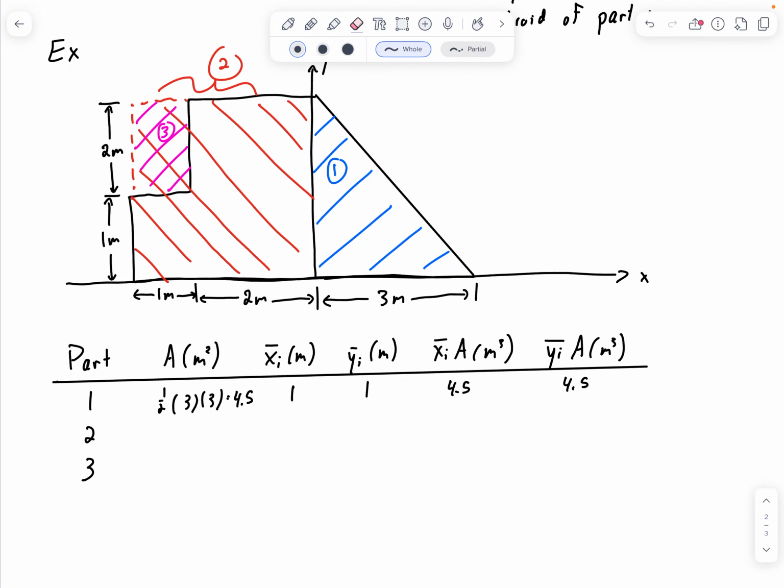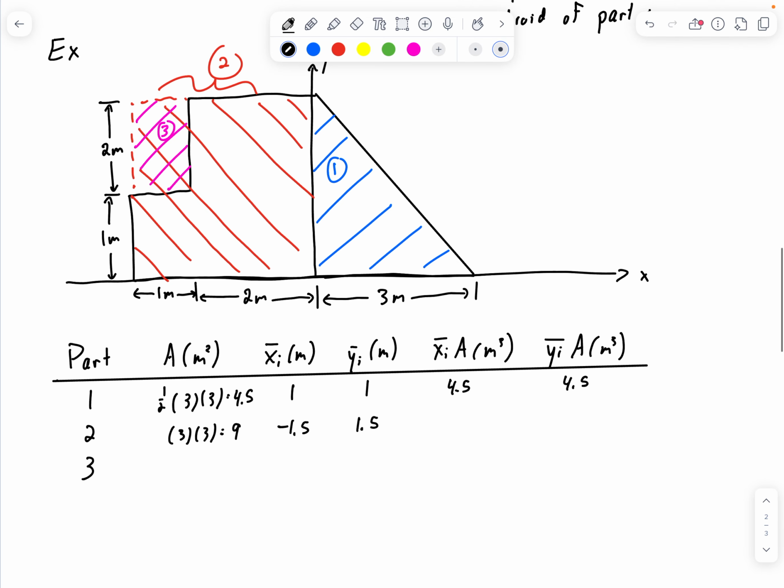For part 2, we have this entire square. So we have 3 times 3 is equal to 9 meters squared. The centroid of this part is just the center, negative 1.5 in the x direction and positive 1.5 in the y direction, because it's a square of 3 by 3. We can multiply those out. We get negative 13.5 for xi a and 13.5 for yi a.